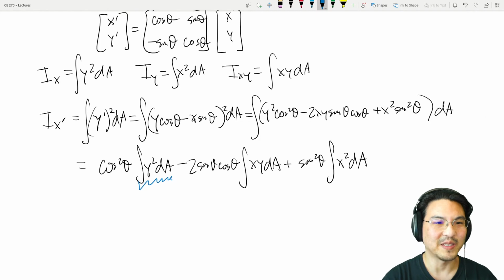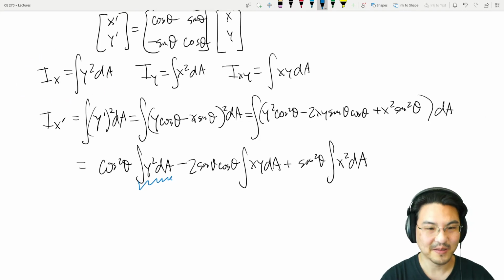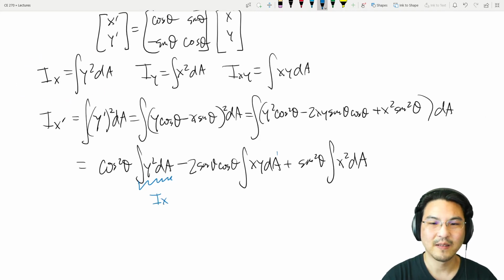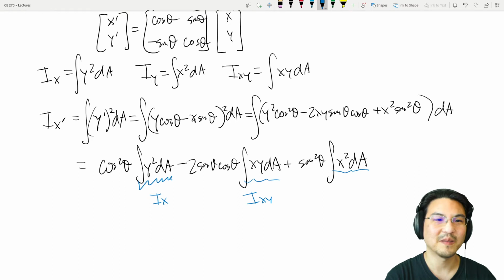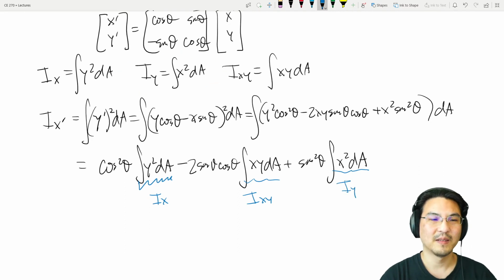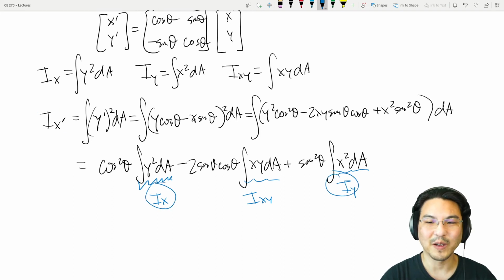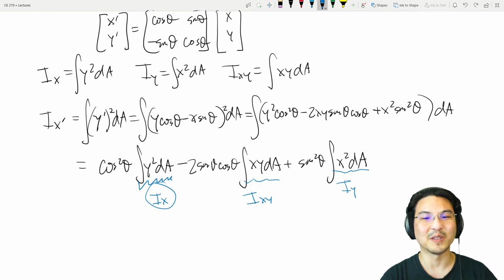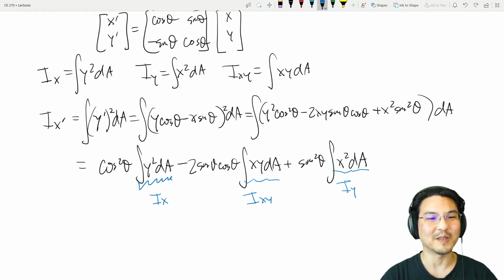Y squared dA. Look, that's Ix. Xy dA. Look, that's the product of inertia. X squared dA, Iy. Right, so Ix prime is a function of Ix, Iy, Ixy in the original xy coordinate system.